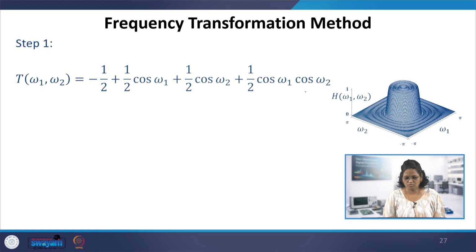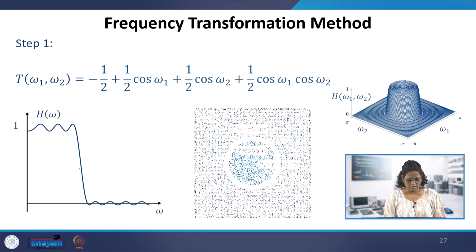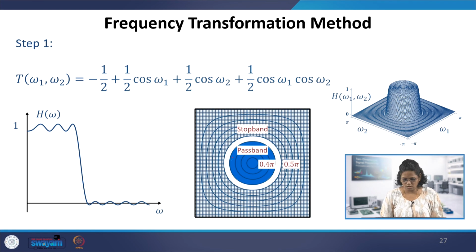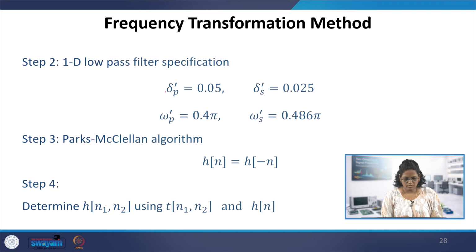So, take the transformation function and choose the contour cos omega equal to this, where you substitute omega as 0.45 and as 0.55, and you will get these two equations here. So, that is corresponding to the contour. Then, in step 2, we transfer the specifications to 1D. Delta P dash and delta S dash, the stopband and passband ripples, are taken as such, and omega P dash and omega S dash are the 2D ones which we had, converting it to the 1D transform.